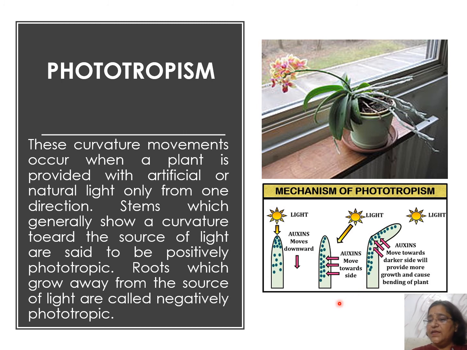Similarly, if the root is there, the root tip will be here, and the auxins will be towards this side. In case of root, less auxin prompts more root growth. So root growth will be more towards this side, and it causes bending. More growth, this is less growth, this is more growth. More growth will take place here. So the root shows movement away from light.